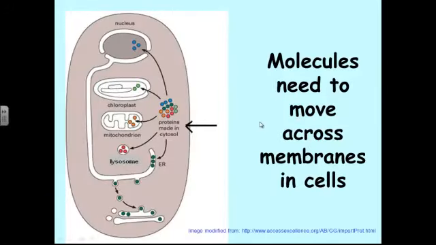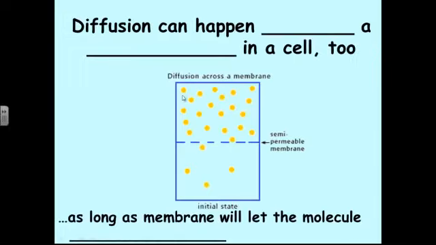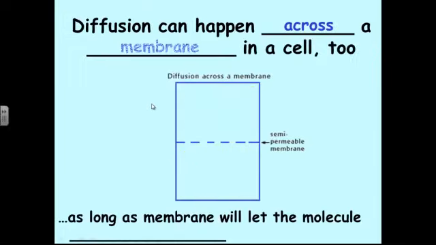In cells, molecules need to move. If you think about all those molecules that we learned about, carbs, proteins, nucleic acids, ATP, ions. We talked about all different kinds of substances that are in living things. In a living thing, molecules have to move across cell membranes, not just around in a space, but sometimes they have to pass across a membrane, either to move into a cell or out of a cell. And diffusion can happen across a membrane too.